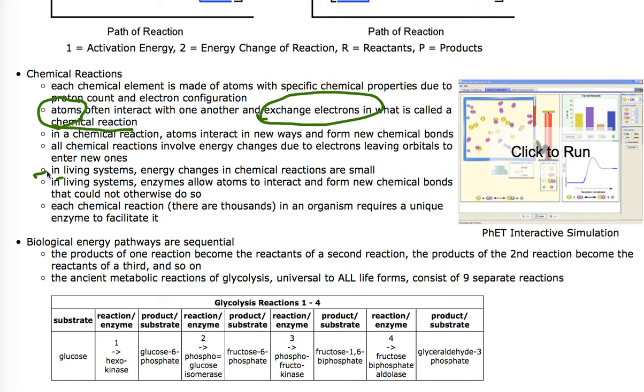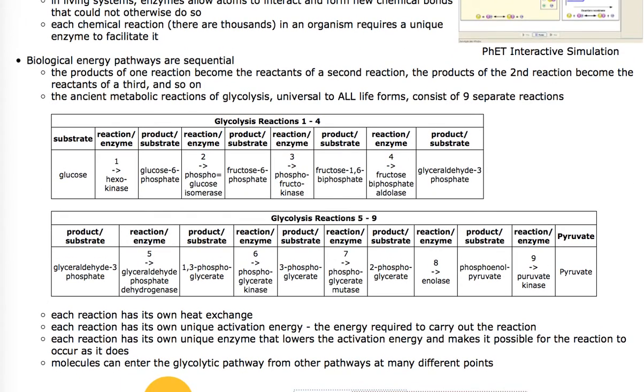Well, it turns out in living systems, most chemical reactions have very small energy changes. If they were big, we would burn up. In living systems, we have chemicals called enzymes, which allow atoms to interact in careful ways to make products. Each chemical reaction, and there are thousands going on in your body right now, requires a unique enzyme. We have over 25,000 different proteins. We make at least 10 or 15,000 different enzymes to carry out all the chemical reactions that it takes to make a human body. So, one of the things you've got to learn in AP Bio is that chemical reactions don't happen all at once.